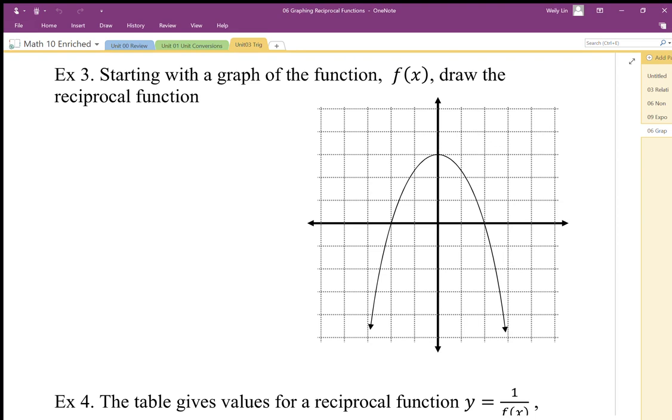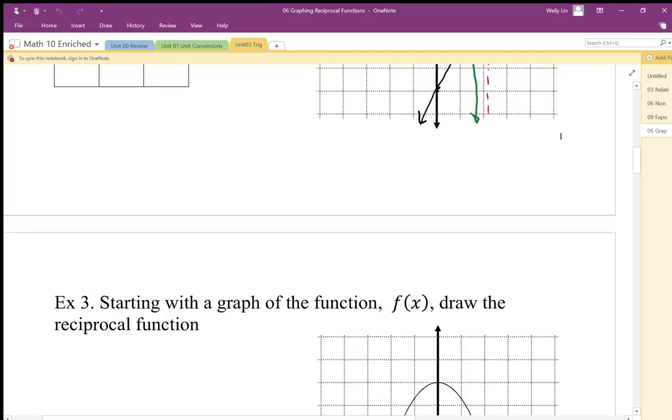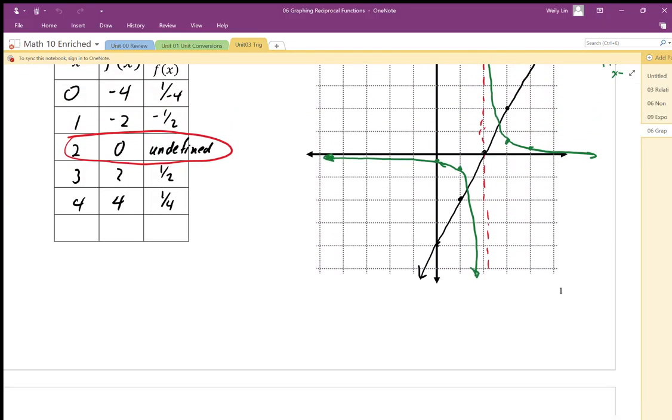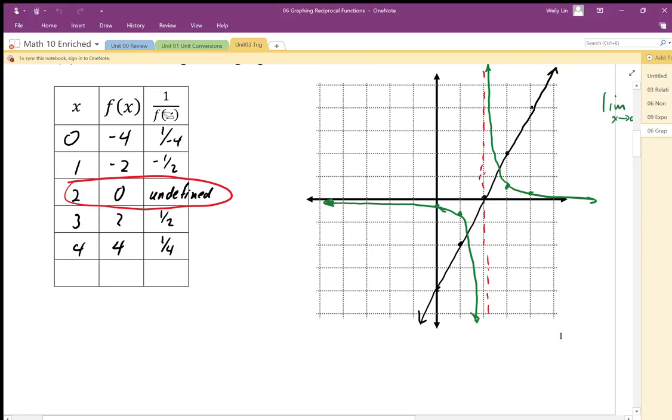So basically the pattern that we're going to use to draw these reciprocal functions is that when we have a zero value for f(x), the 1 over f(x) function is going to have an undefined value there, and we're going to end up with vertical asymptotes. We're going to have vertical asymptotes at that spot.